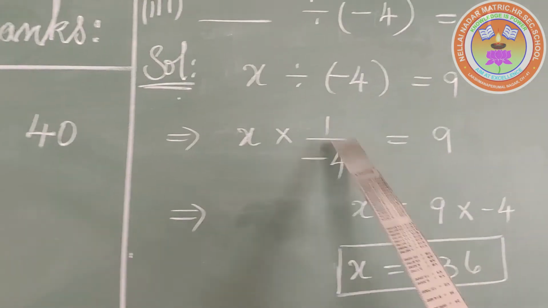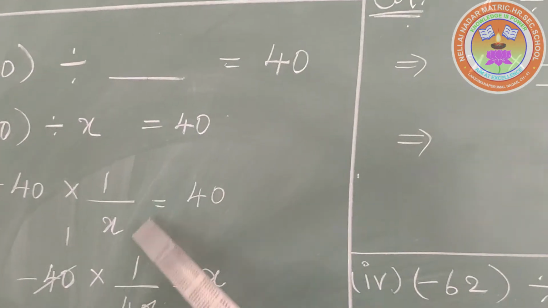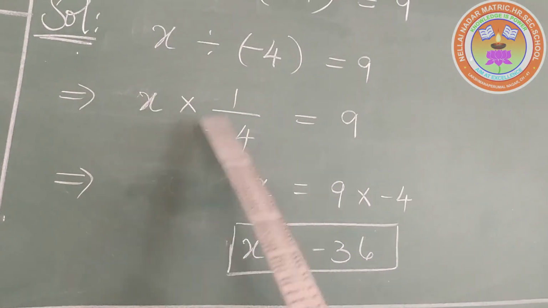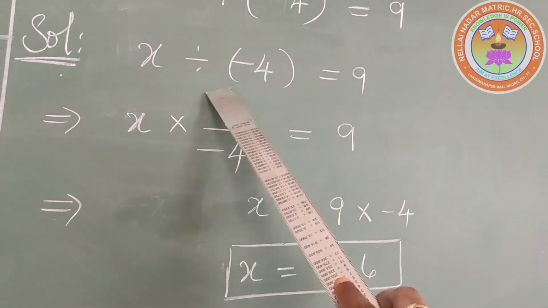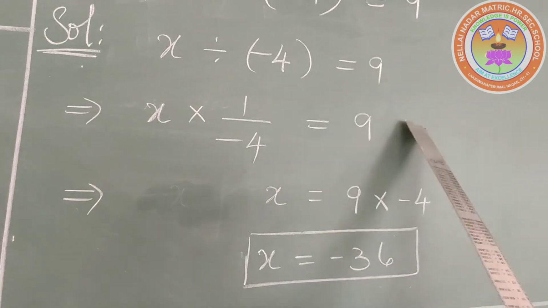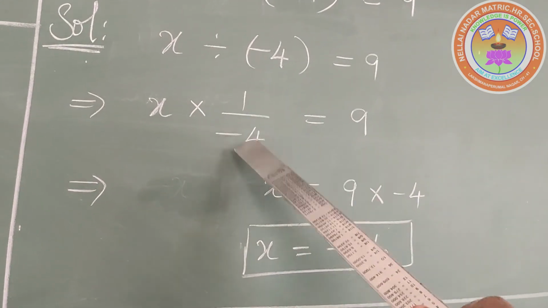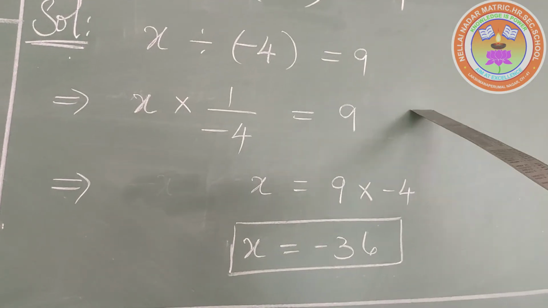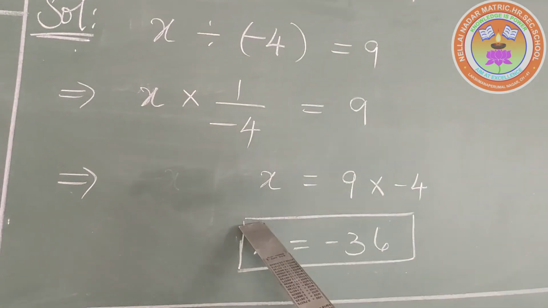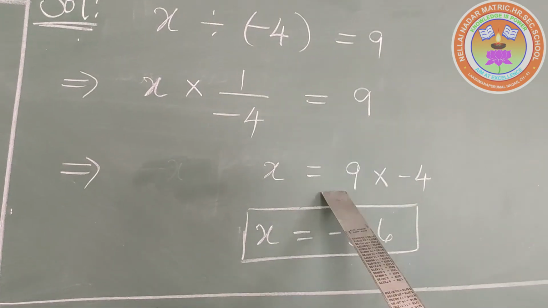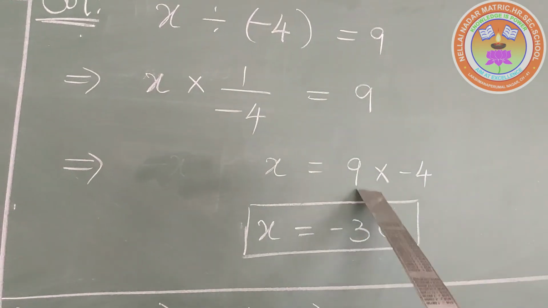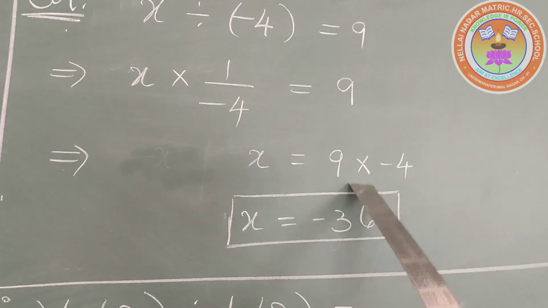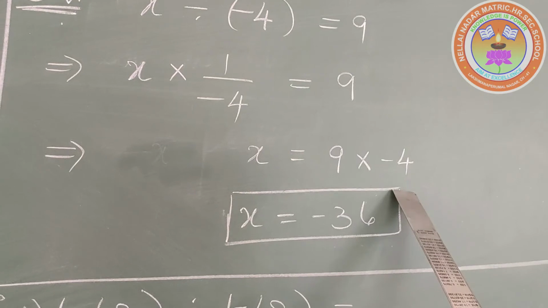Okay. So here in the previous sums we were transposing 1 by x to the other side. Here x is just there itself. We are going to take this minus 1 by 4 to the other side. So when this term is transposed to the other side of the equation, it goes as the numerator. So what happens? x is equal to 9 into, okay, divide. It is in division, so it becomes divide in the numerator minus 4.